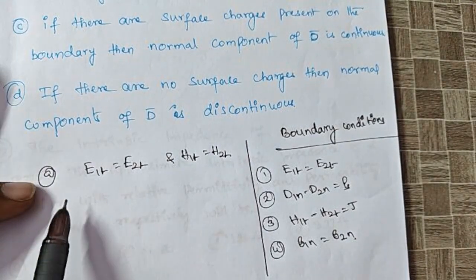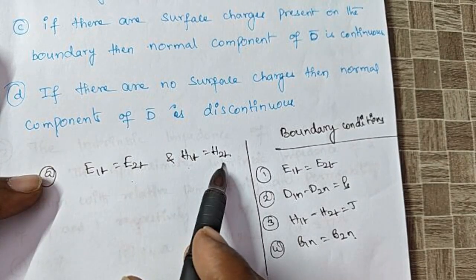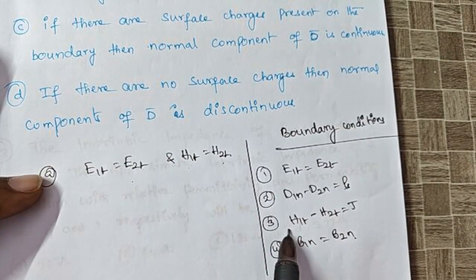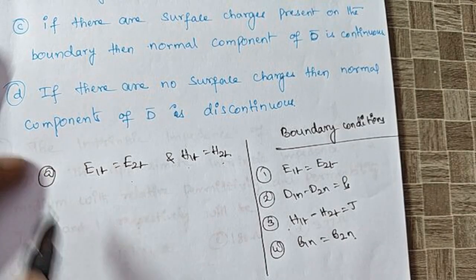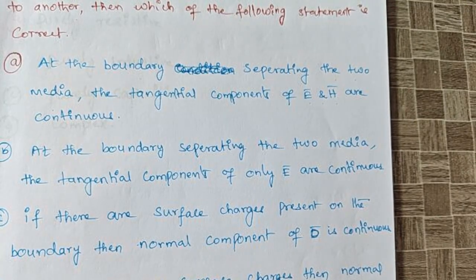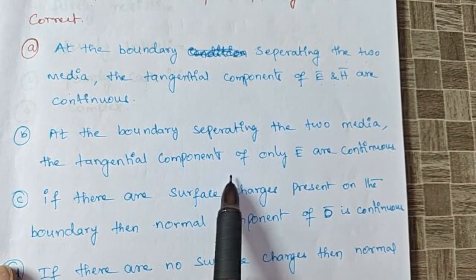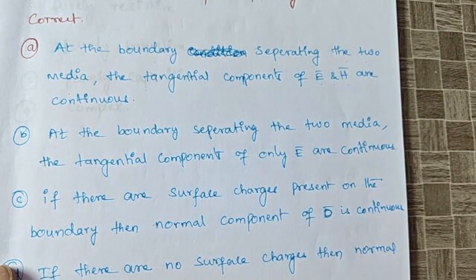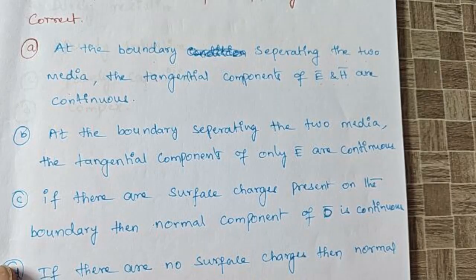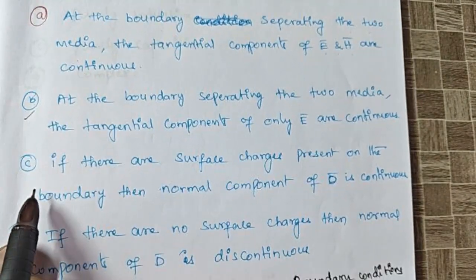So the first option says E1t equals E2t and H1t equals H2t, but actually H is discontinuous. So option A is wrong. Now come to option 2: at the boundary separating two media, the tangential component of only the electric field is continuous. This may be the correct option. Okay, option B will be the correct one. Now we'll see the remaining options also.